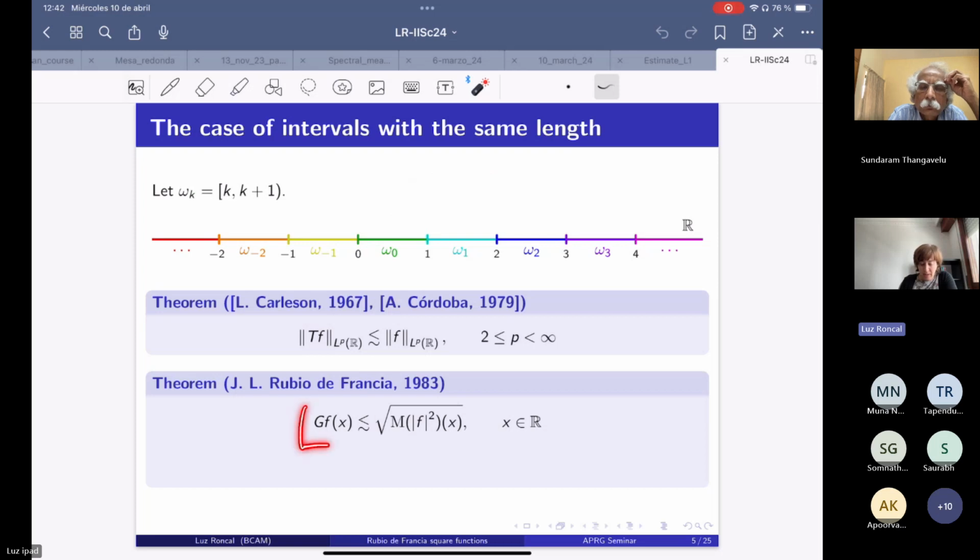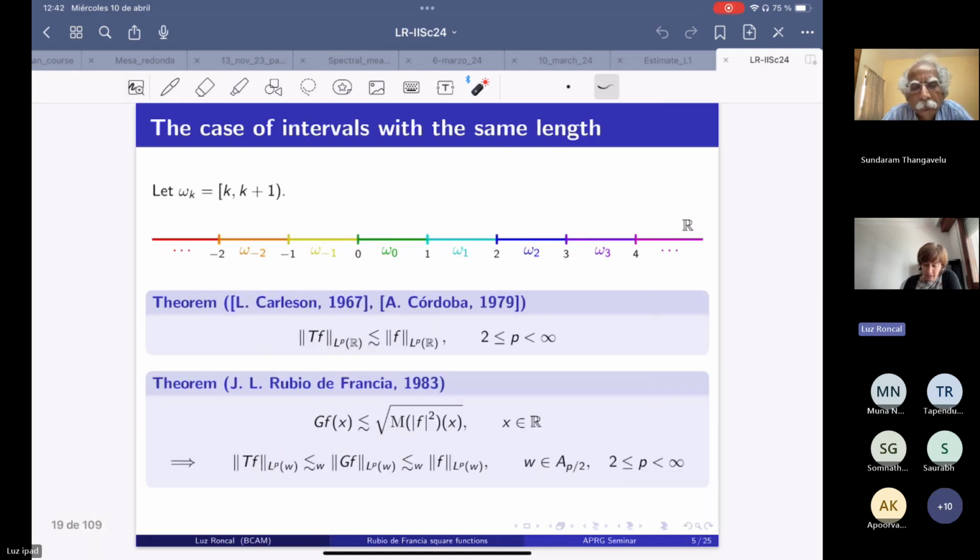So he finds this pointwise inequality for the smooth operator, bounded by the Hardy-Littlewood maximal function. From here one can deduce that the L^p norm, even with weights, of the rough operator is bounded by the L^p norm with weights of the smooth version. Then, from this pointwise inequality and the properties of the Hardy-Littlewood maximal function, one can deduce the boundedness, this time without weights, reaching the whole range up to 2.